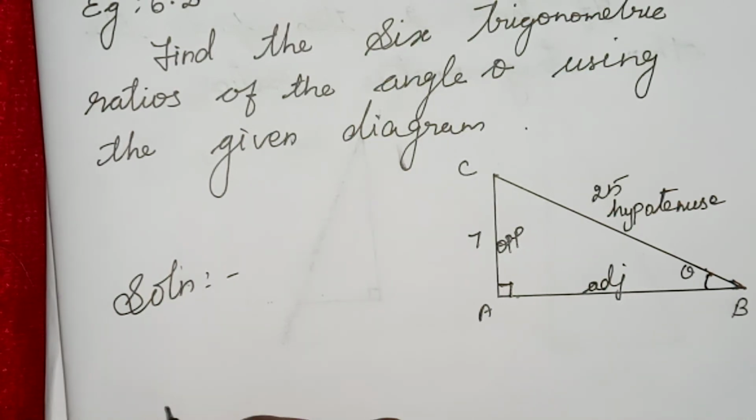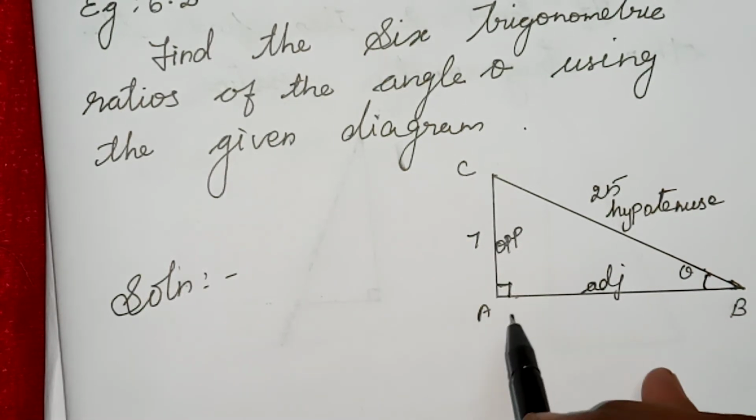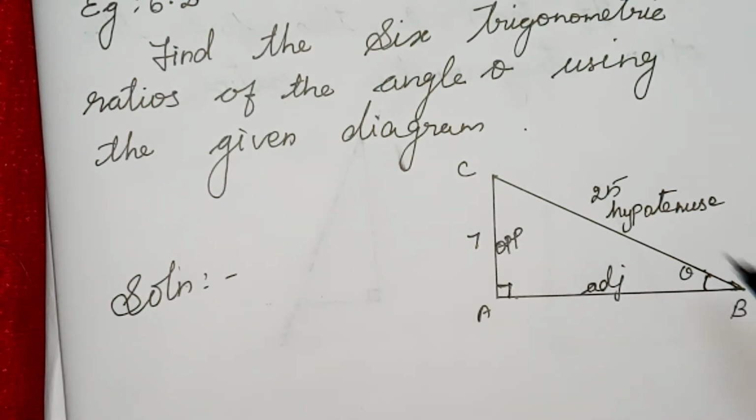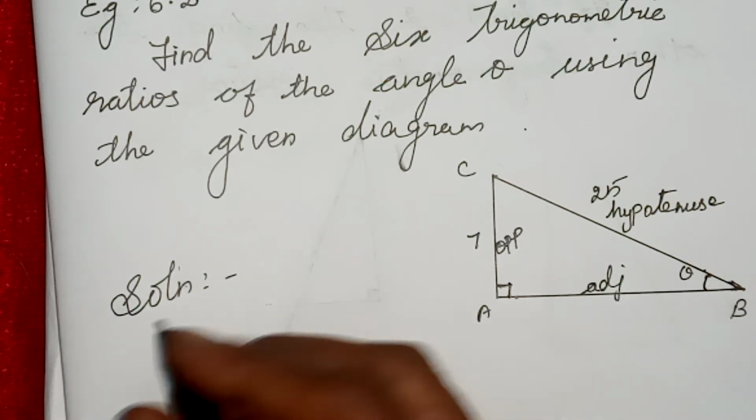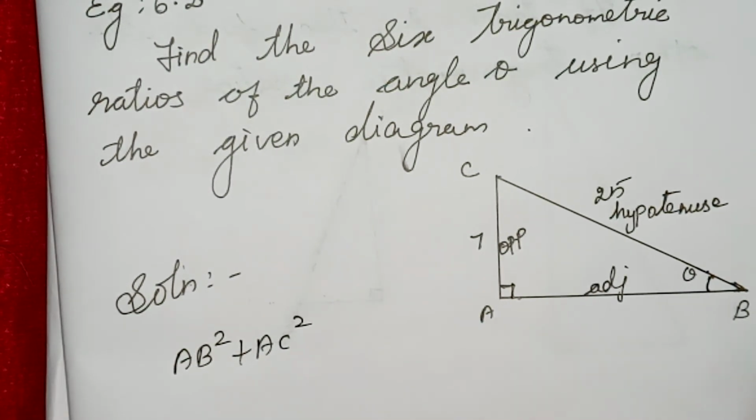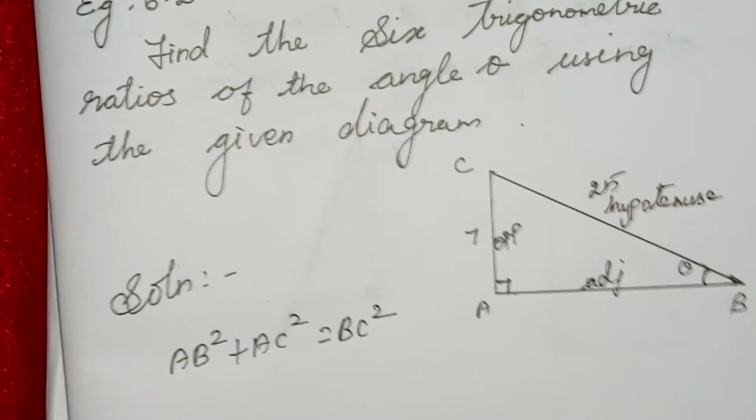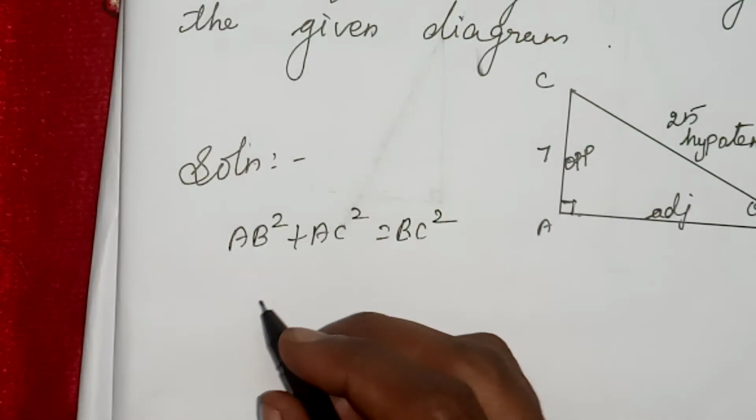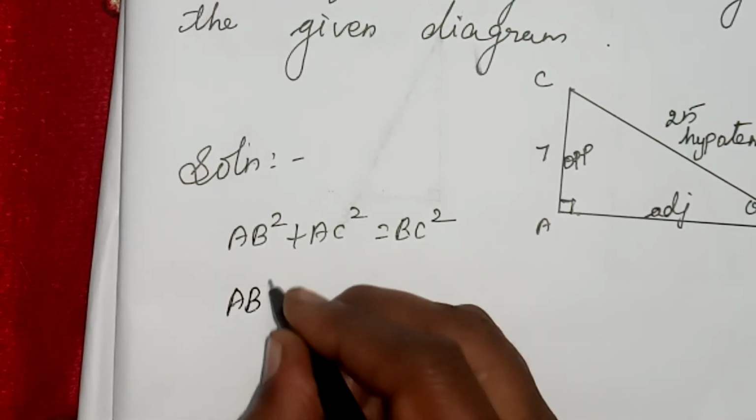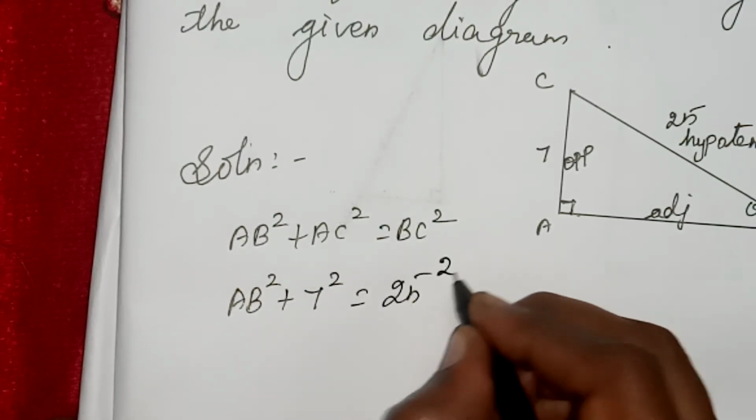First, what's the Pythagoras theorem? The square of the hypotenuse is equal to the sum of the squares of the other two sides. When we are using Pythagoras theorem, AB square plus AC square is equal to BC square. This is the Pythagoras theorem. Now, AB square we have to find out. AB square plus 7 square is equal to 25 square.